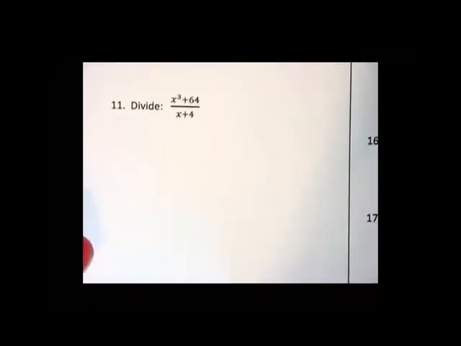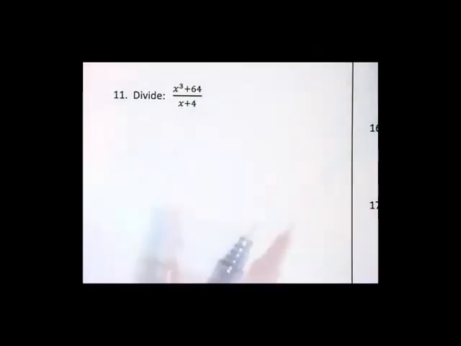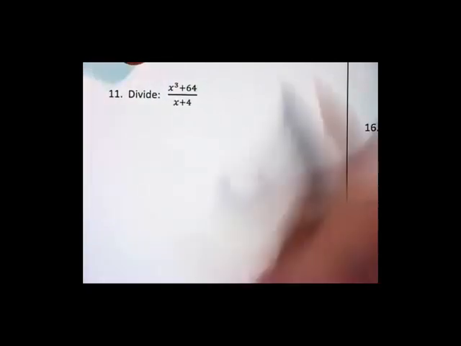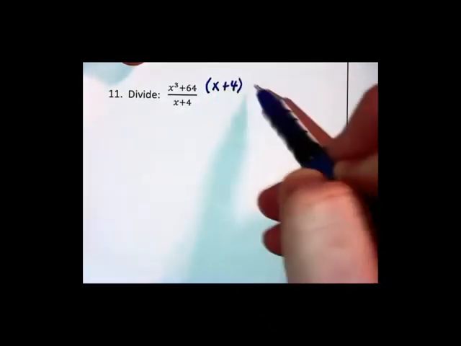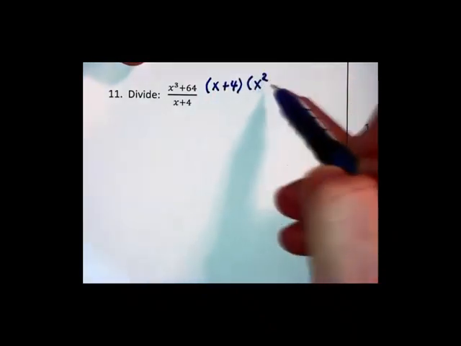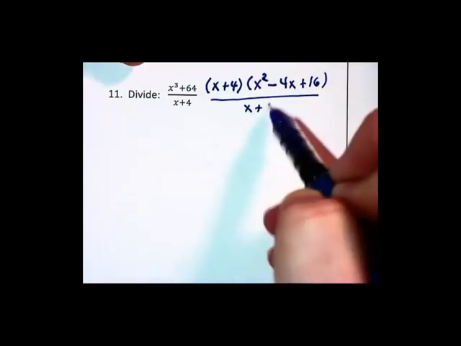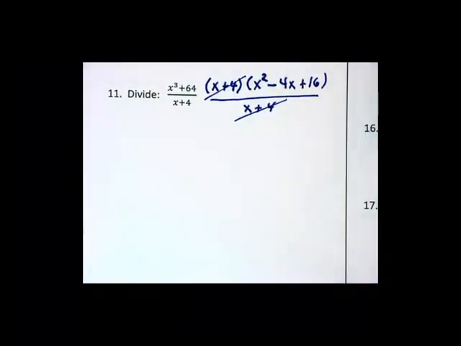Now, division. It looks like we can cancel, but we can't. We can't cancel when we have this addition problem. Whenever we're dividing by a binomial, we have to either do long division, or we can notice that the numerator is the sum of two cubes. We could factor that into x plus 4 times x squared, opposite sign, minus 4x plus 16. And then these x plus 4's will cancel. If you don't see that, then you would have to use long division.